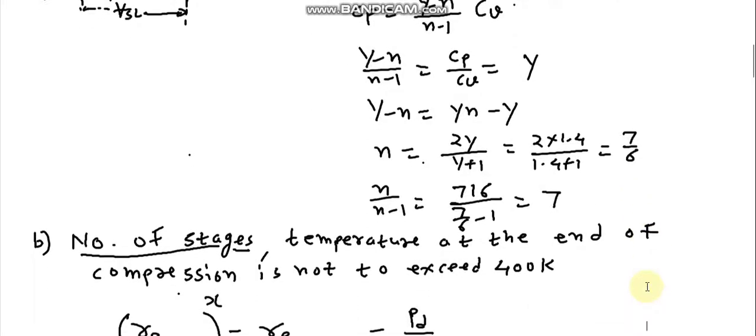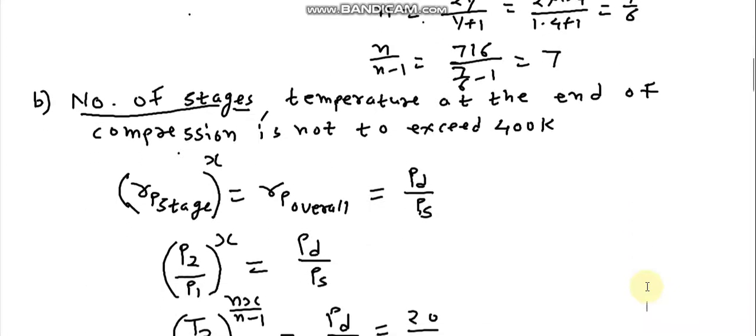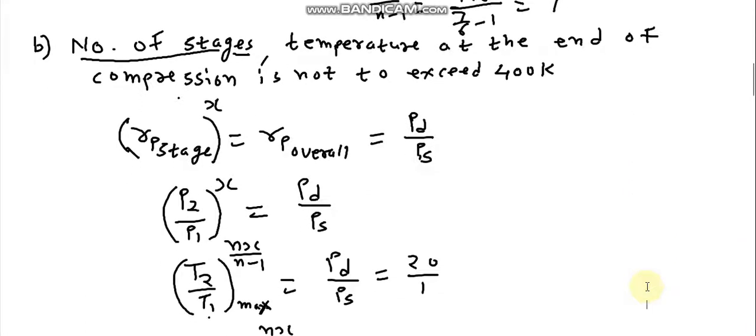Second, we have to find the number of stages. For that, the condition is given that the temperature at the end of compression does not exceed 400 Kelvin. For this we have to find the number of stages. So we can write that RP stage raised to the power x is equal to RP overall. We know that RP overall is delivery pressure upon suction pressure.